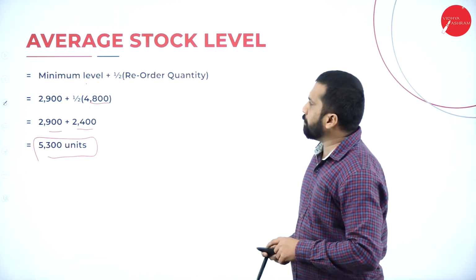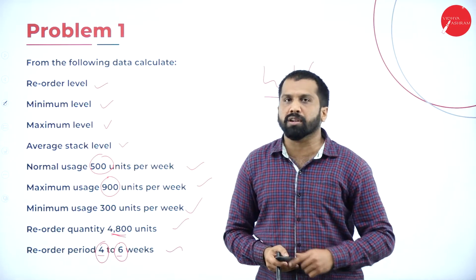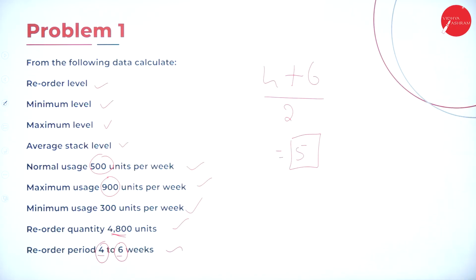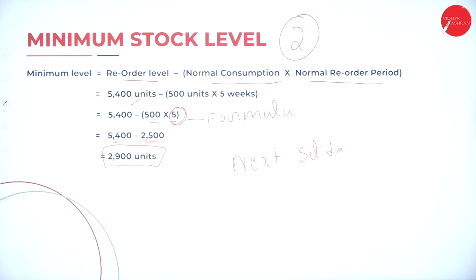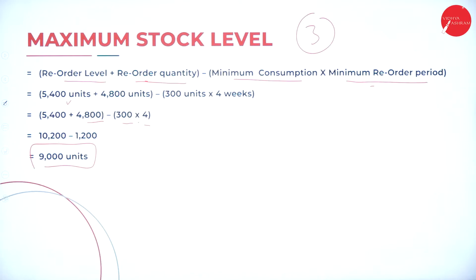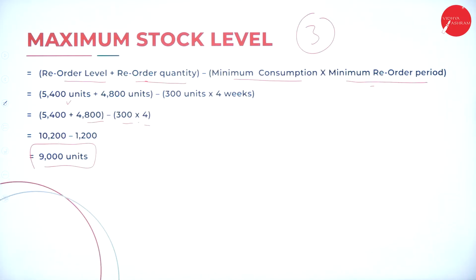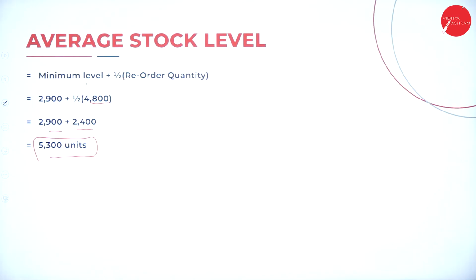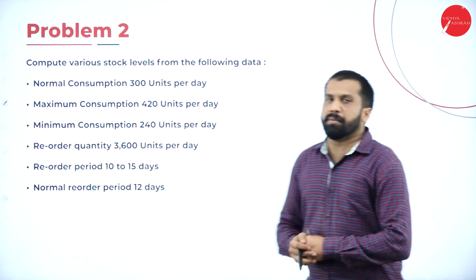Now we'll go back to your previous slides so that for problem number 1 you can take a screenshot. So this is your problem number 1. Reorder stock level, minimum stock level, normal reorder period. There is a sub formula. Maximum stock level, average stock level. Yes, that is all about your problem number 1.